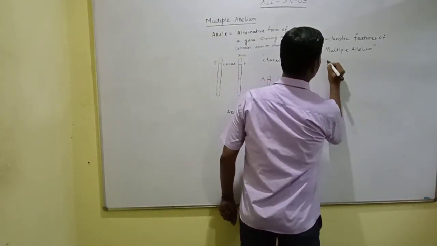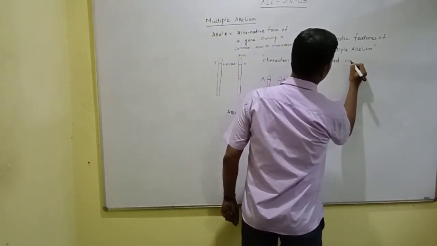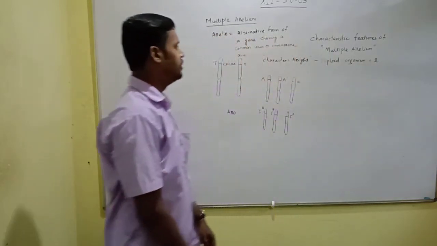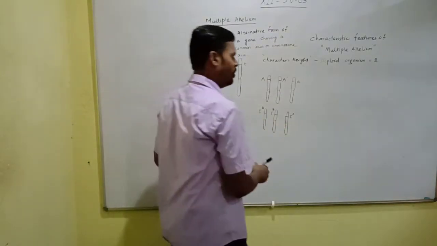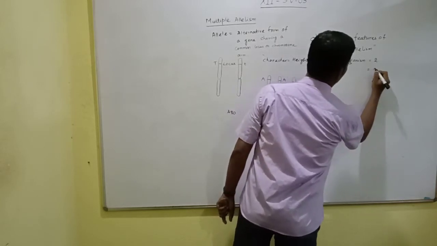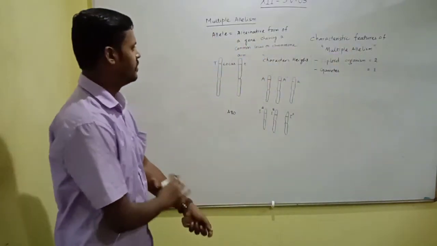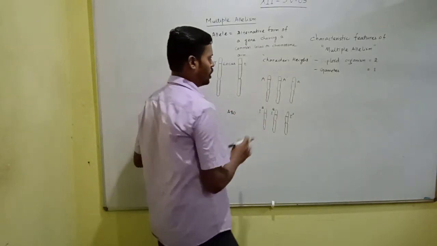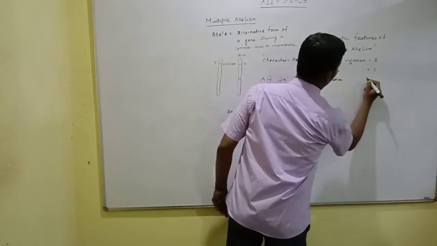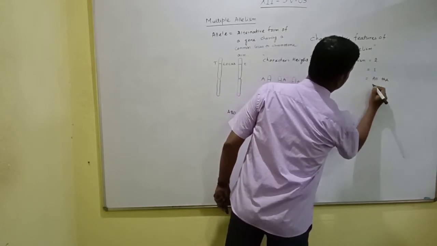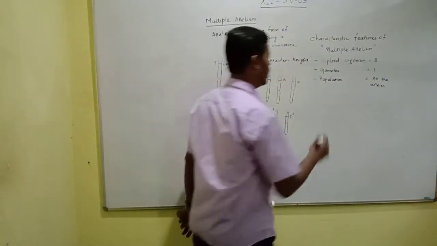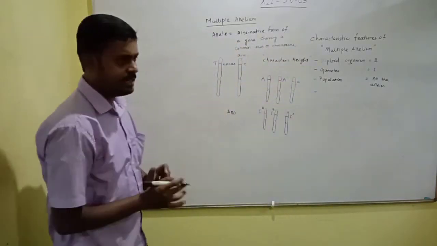A diploid organism contains a maximum of two alleles, one on each chromosome. Gametes contain only one allele, because each gamete that is formed is separate and haploid. But the entire population will have all the alleles. In the human population you will find A, B, AB, and O, with positive and negative. So these are the basic characters.